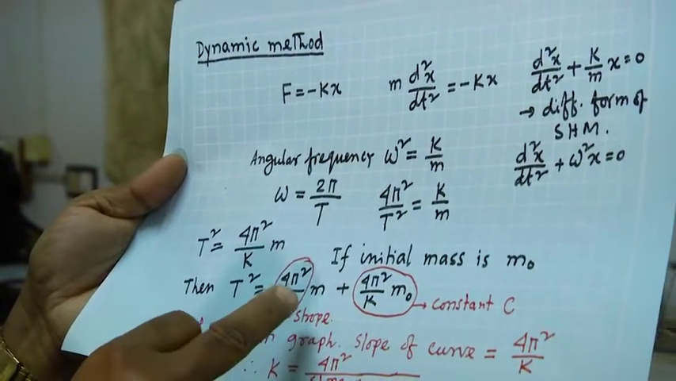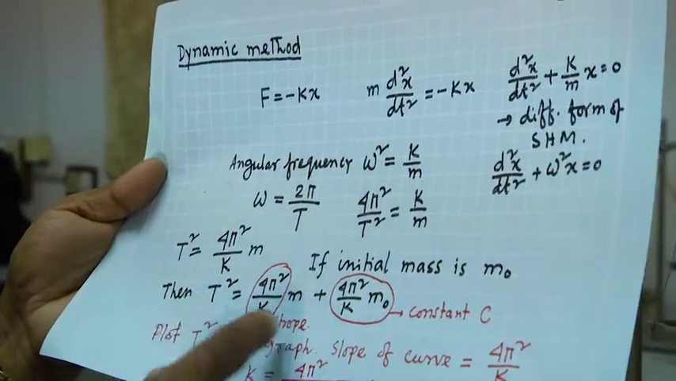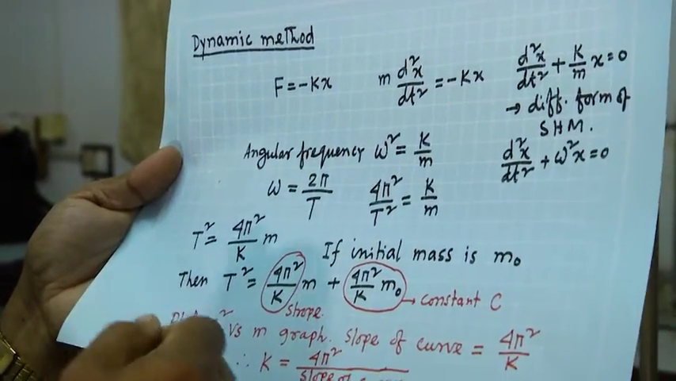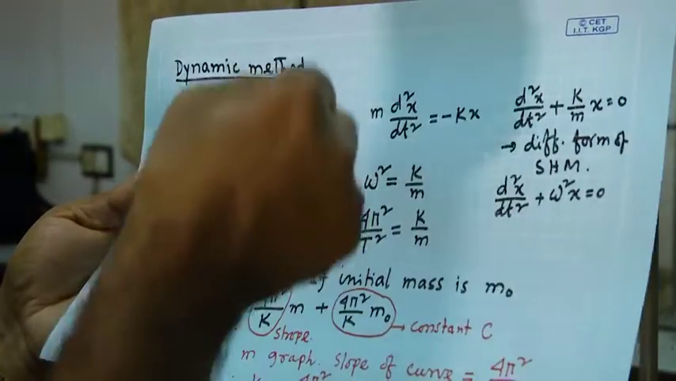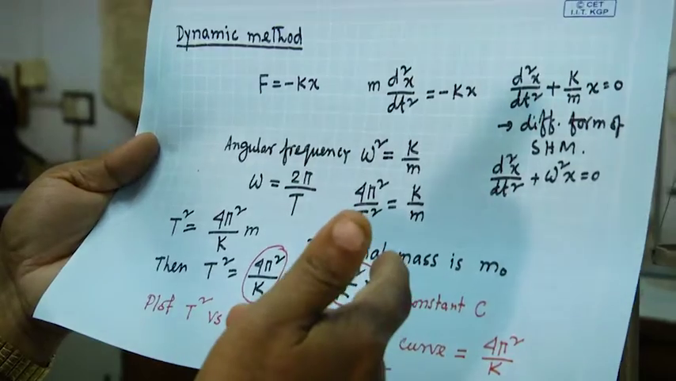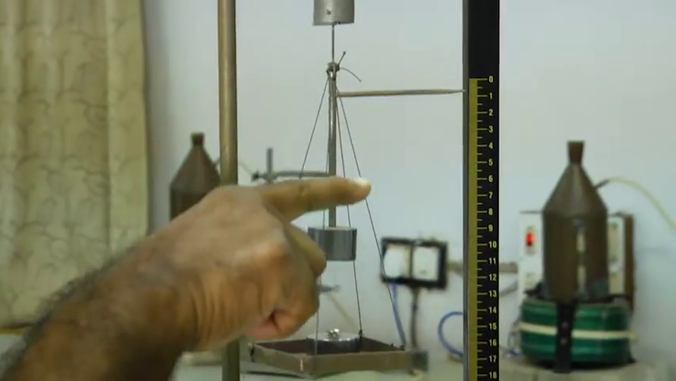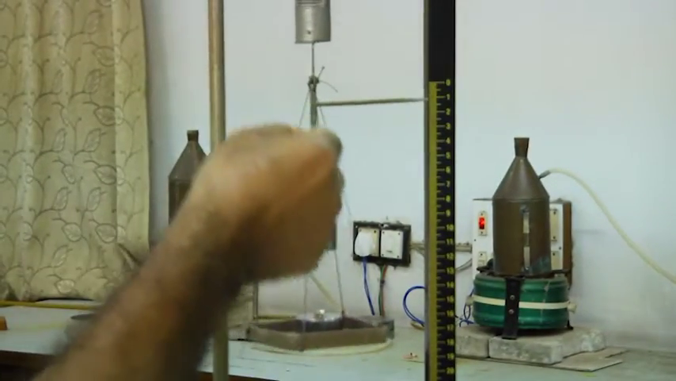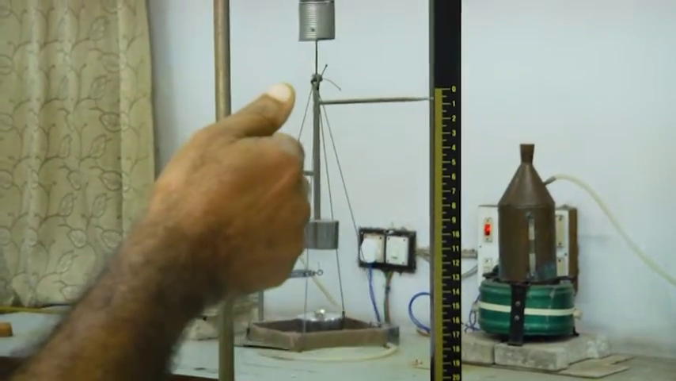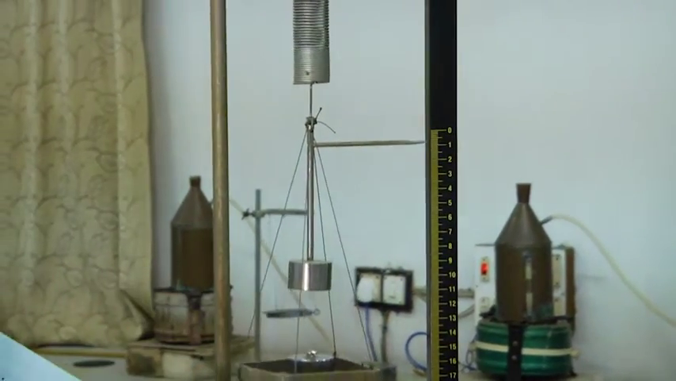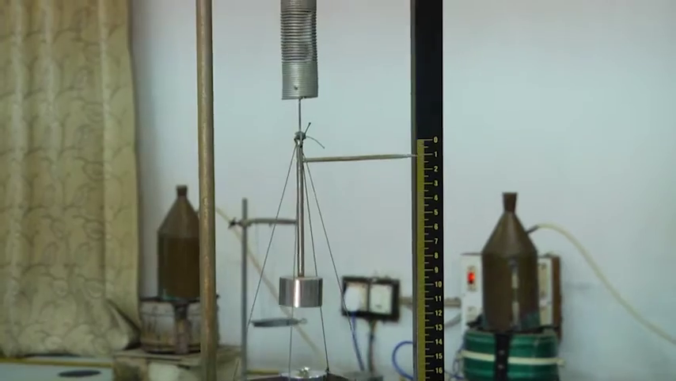That means if I increase the mass, the time period will increase. Time period will increase means for one oscillation it will take more time. In this case it is taking less time, and for me it is too difficult to count it. So, from this knowledge, what will I do? I will increase the mass for taking the reading.